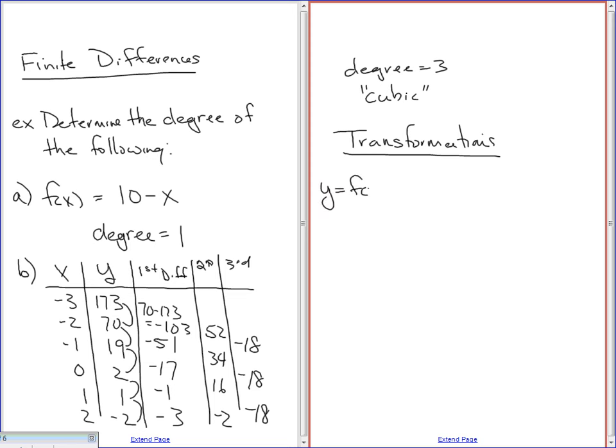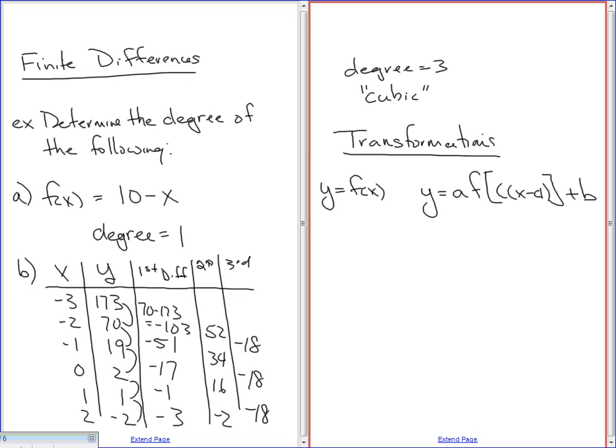So transformations is you're taking a function, which we call the parent function, the original function, and you're putting it through a transformation. So we're going to put numbers in front and numbers inside of the function. Your job is to know what each one of those letters does to the function.